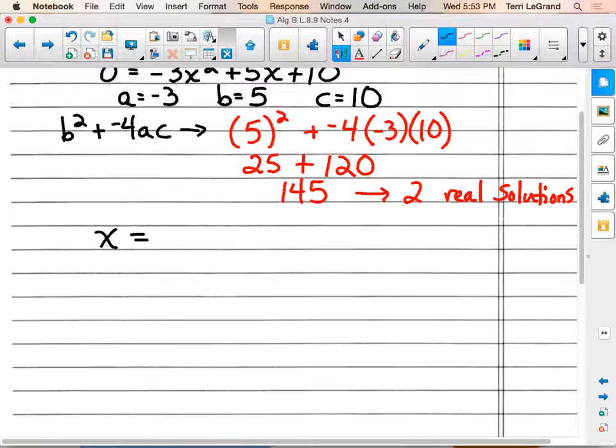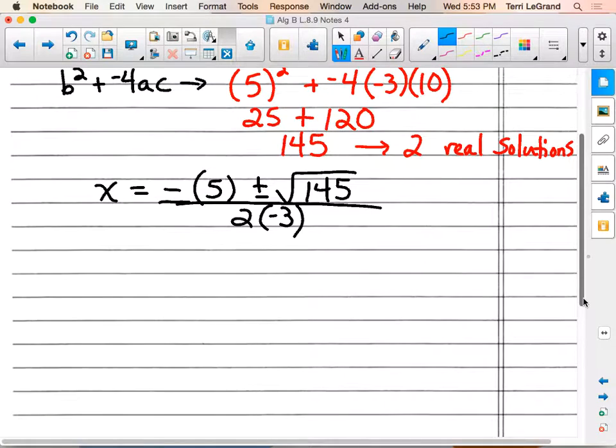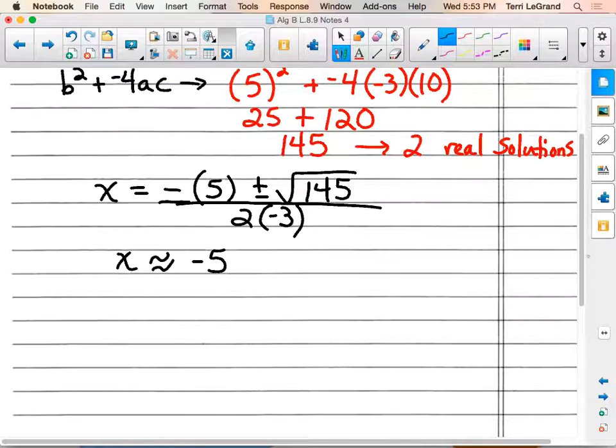X equals the opposite of our b value plus or minus the square root of 145. We already know it, don't do it again. All over, nice long fraction bar, 2 times our a value of negative 3. We are going to be approximating in this step, aren't we? So now we need our approximately equal to sign because we are going to get rid of the radical. So x is approximately equal to negative 5. Opposite of 5 is negative 5.